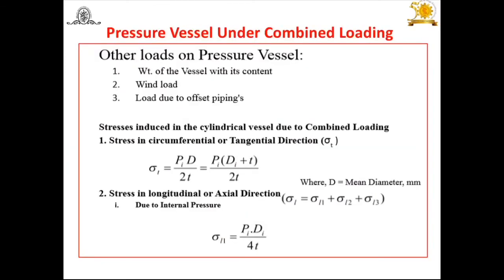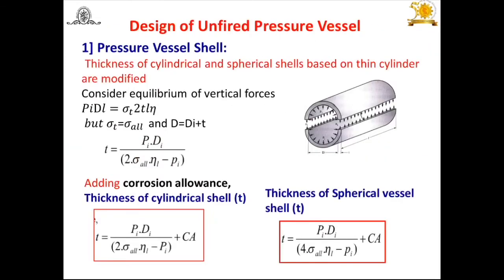So what care do you have to take while designing it? First of all, find out the pressure vessel thickness. This is for cylindrical. One topic is remaining, that is the different heads or closures having different shapes, and how to find out their thickness. We are going to learn that in the next session. That also we have to find out while designing this unfired pressure vessel.